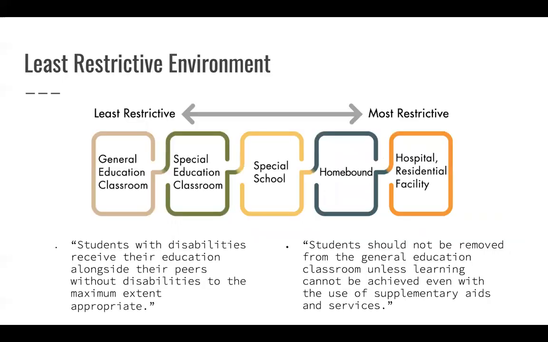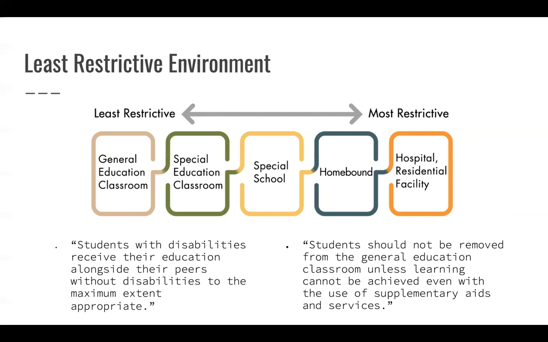A least restrictive environment is not a specific place or even a specific form of treatment by educators. It is entirely unique to every student based on their own needs. The only explicit requirements for a least restrictive environment are outlined in a report by the Iris Center as follows. Students with disabilities receive their education alongside their peers without disabilities to the maximum extent appropriate, and students should not be removed from the general education classroom unless learning cannot be achieved even with the use of supplementary aids and services.